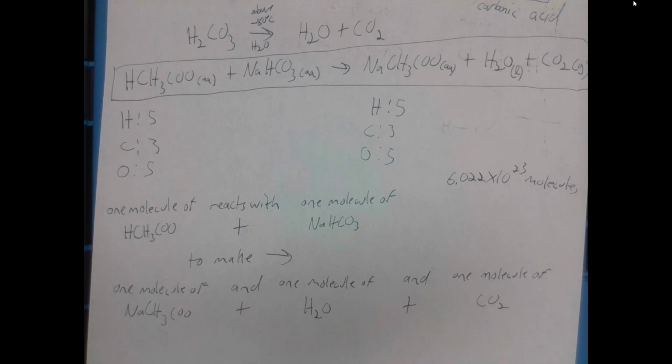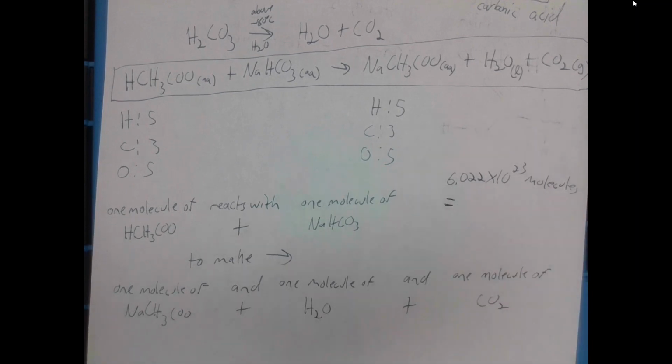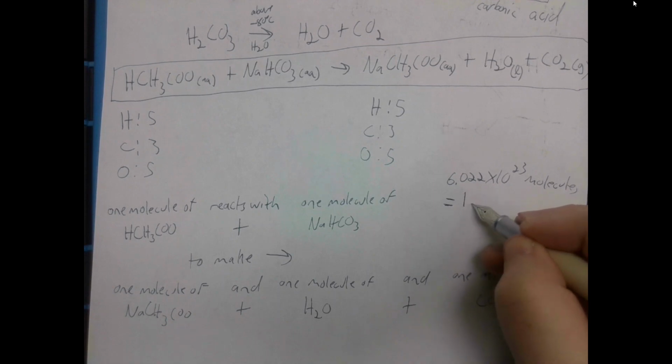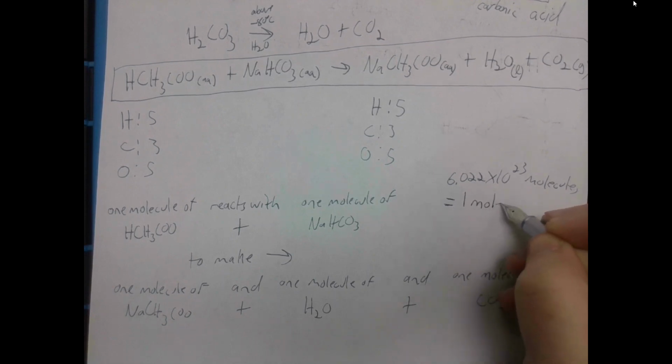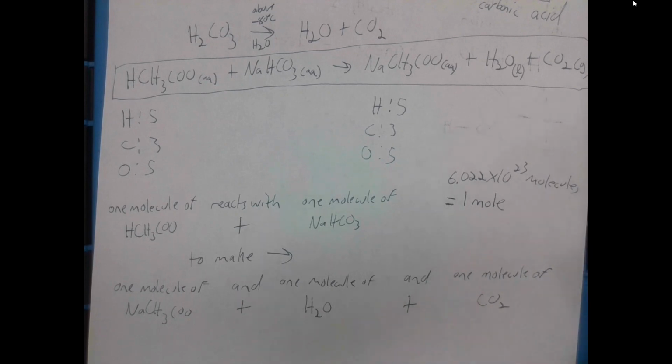How many molecules? What does this represent? This is Avogadro's number, but what does Avogadro's number represent? It's 1 mole. 1 mole is like a dozen. 1 dozen would be 12 molecules. 1 mole is 6.022 times 10 to the 23 molecules.